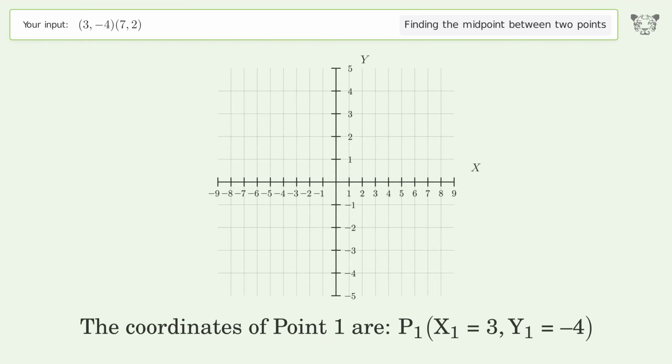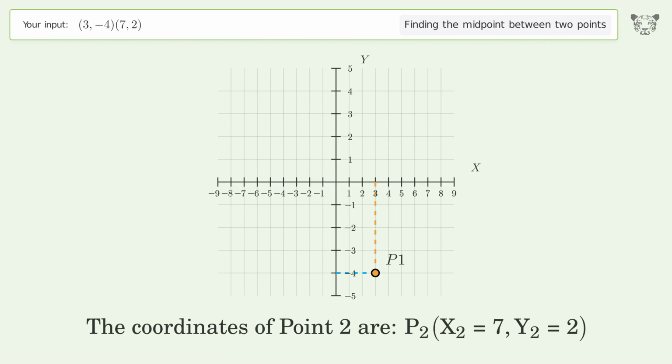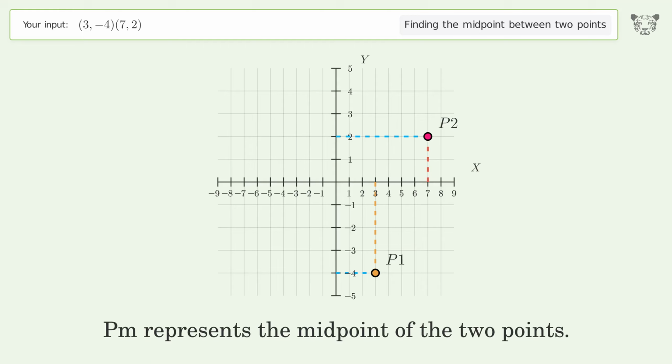The coordinates of point 1 are x1 equals 3, y1 equals -4. The coordinates of point 2 are x2 equals 7, y2 equals 2. PM represents the midpoint of the 2 points.